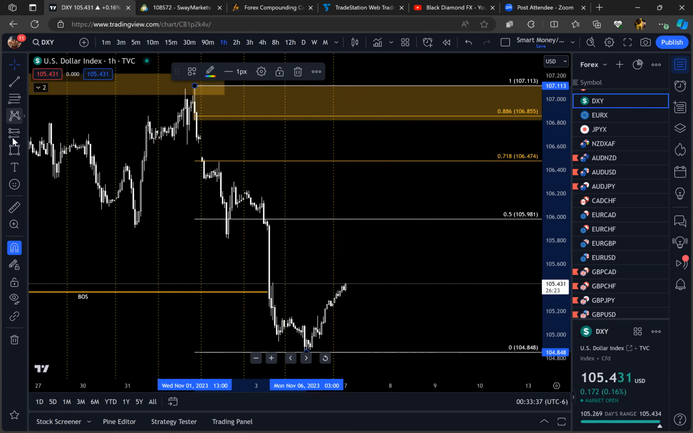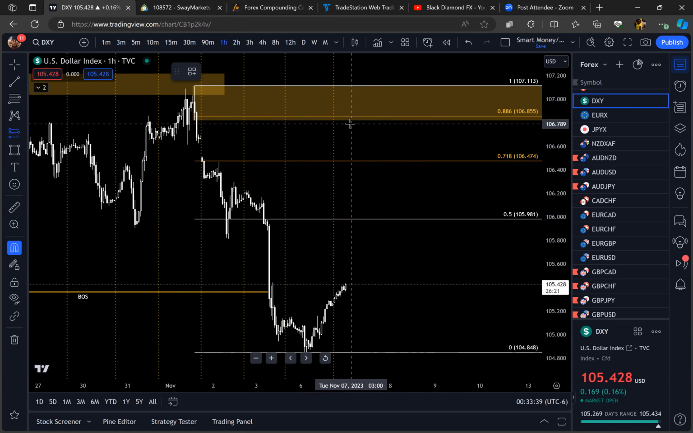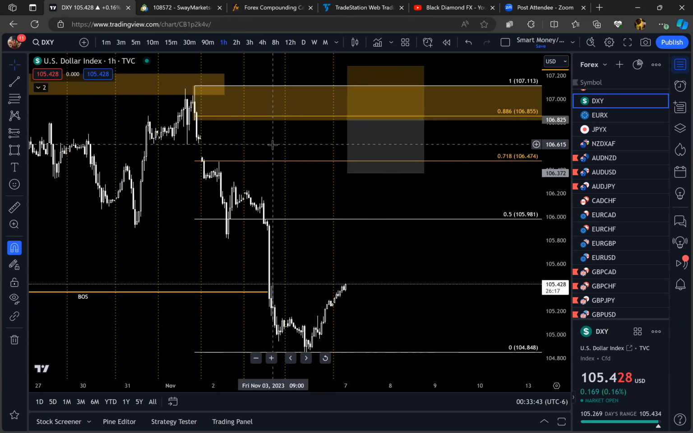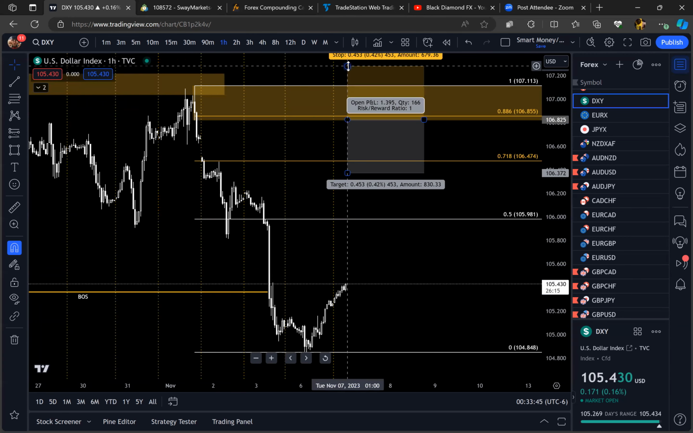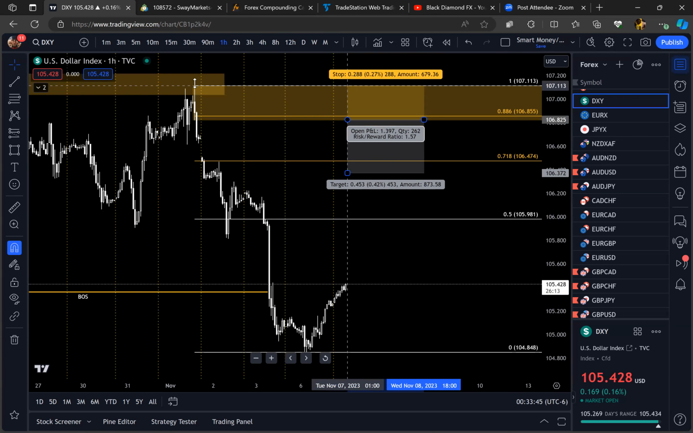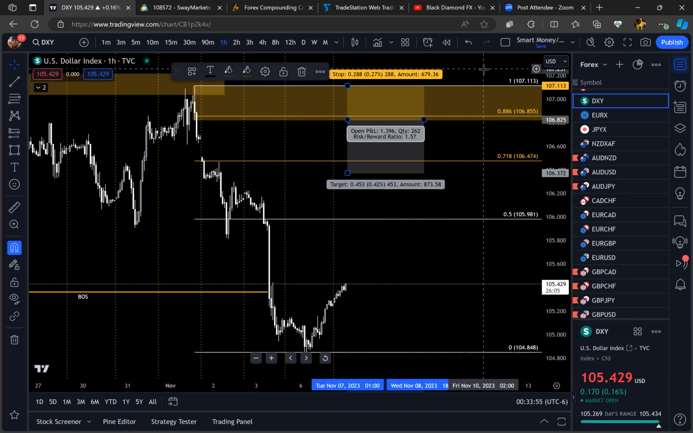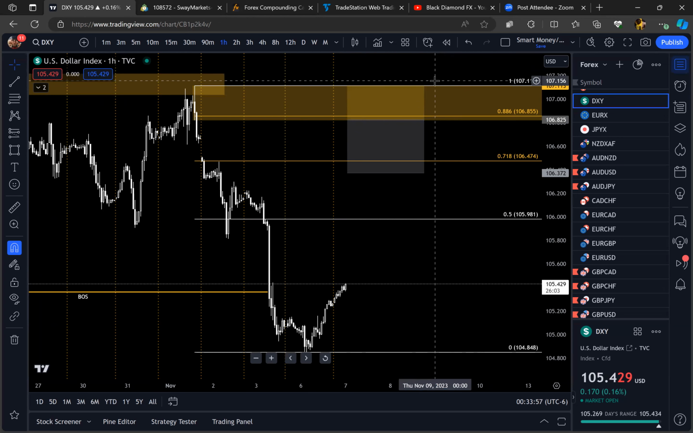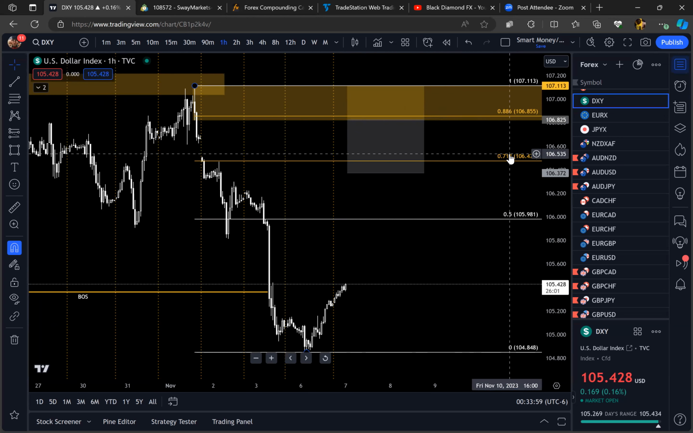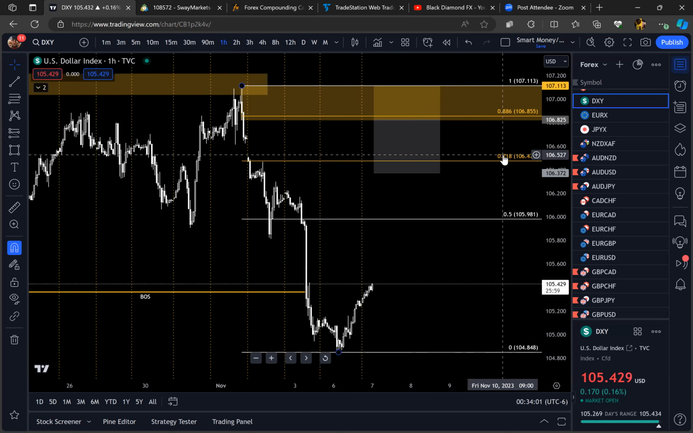So what I'm going to do is put my short position tool on. I'm going to aim for my stop loss. Now, when you do your stop loss, you can put it a little bit above just to give it a little bit of room. Okay, so that's about 28 pips. Yeah, that's about a 28 pip stop.